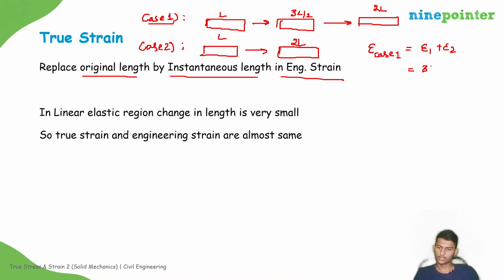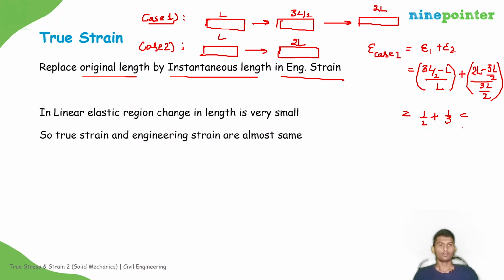Okay. So for case 1, epsilon case 1 will be epsilon 1 plus epsilon 2. What is epsilon 1? That will be 3L by 2 minus L, divided by L. For epsilon 2, the reference length, the original length, will be 3L by 2. Then he took it to 2L, right? So 2L minus 3L by 2, divided by 3L by 2. So this will be half and this will be 1 by 3. We get 5 by 6, right? Epsilon case 2, in that case, the change in length is 2L minus L, divided by L. So that will be 1.